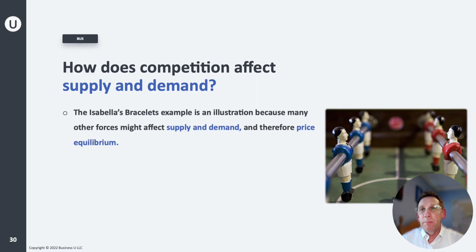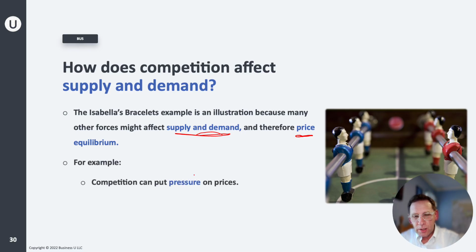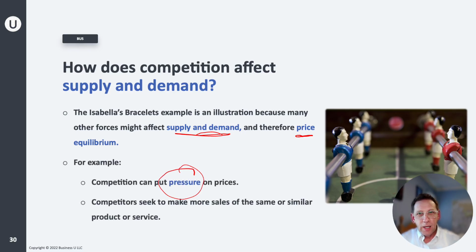If we look back at Isabella's bracelets, this is an example because many other forces might affect that supply and demand and therefore the price of the equilibrium. For example, competition can put pressure on prices. Competitors seek to make more sales of the same or similar product. So she might have somebody. We'll get into an example about that later.